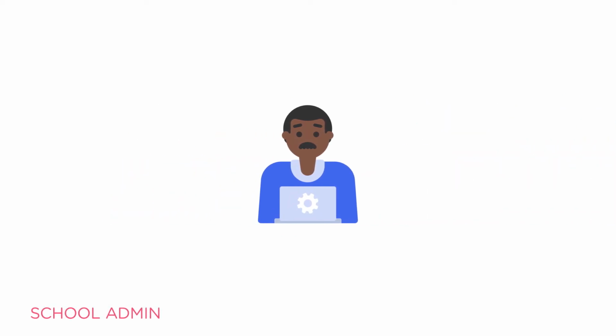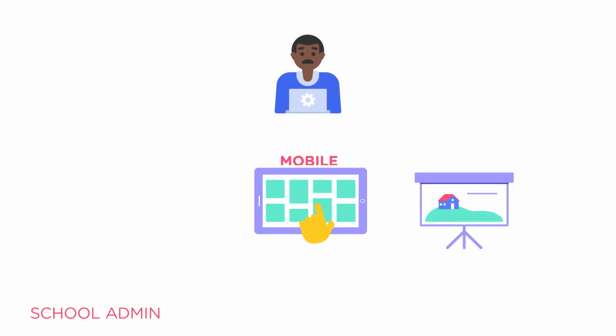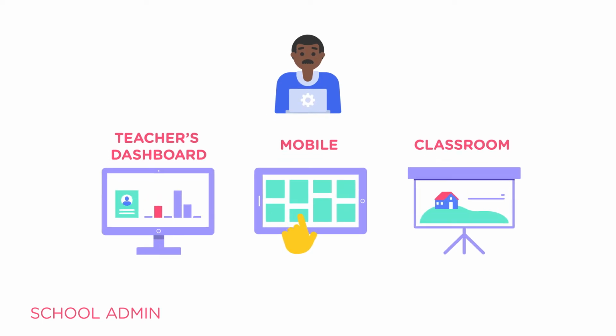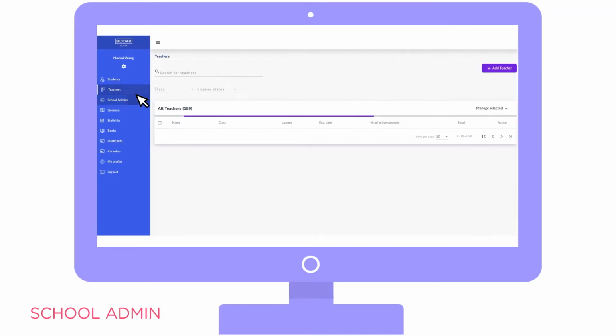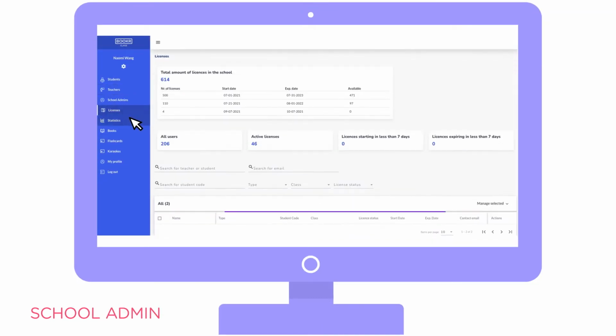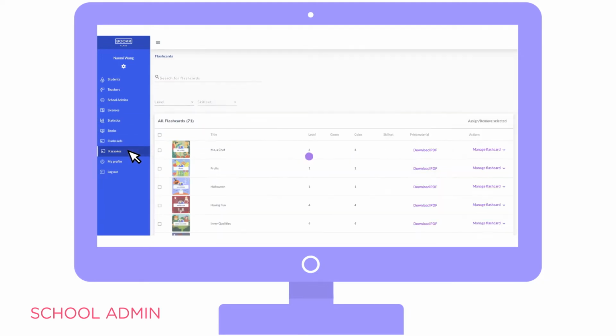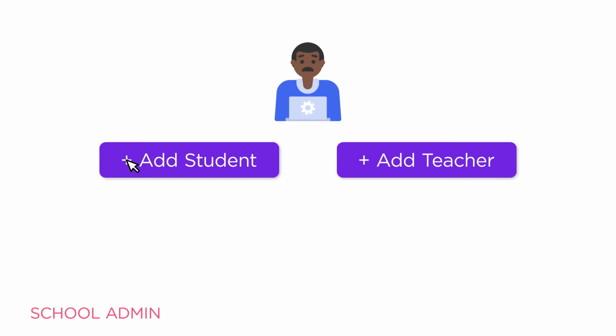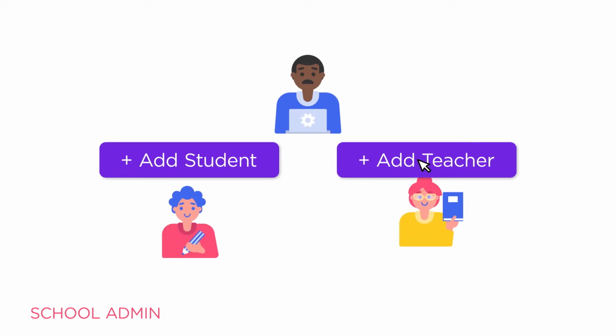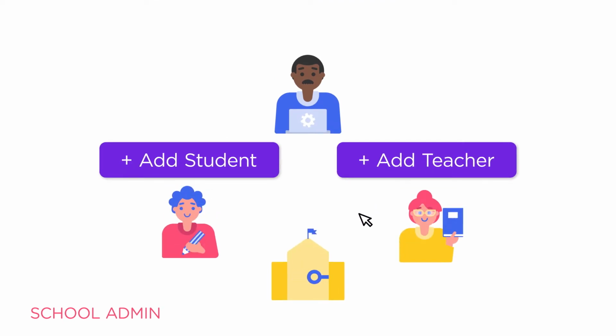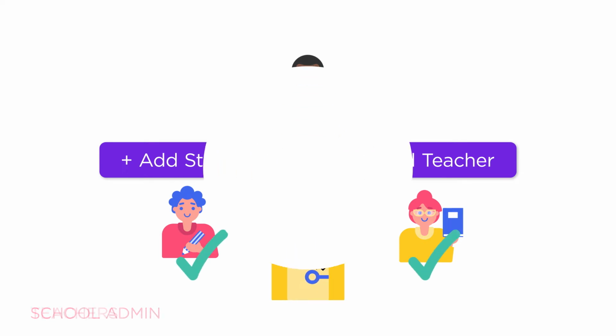A school admin is a person who has access to all functions in the BOOKR Class Teacher's Dashboard, mobile and desktop app. There can be up to 3 admins per school. They can be teachers or someone in a management position. It's possible to change the school admin anytime. The school admin can add students and teachers to the system. They are also responsible for making sure there are enough active licenses in the school account.